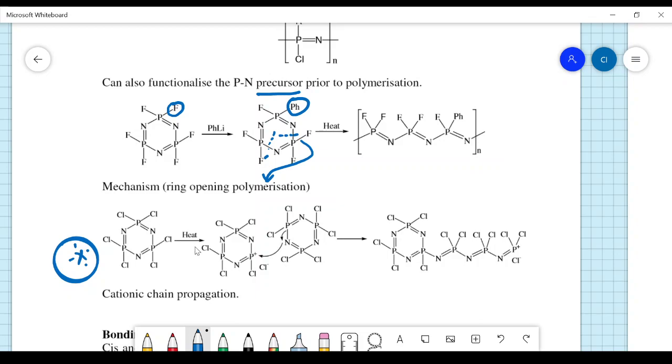NPCl2 three times in the presence of heat gives a phosphocation there, and then two such things combine together, and then one remains like this, and then you have this polymerization. So it's called cationic chain polymerization.